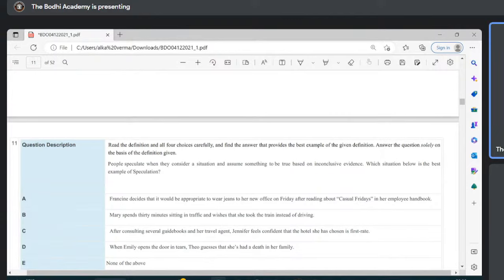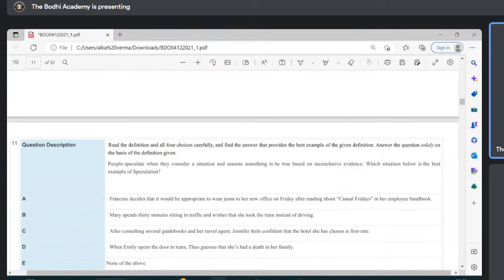Now, to see the example of speculation, first you need to know what speculation is. See, the meaning of speculation is guessing possible answers without having proper knowledge. Means you are just having a guess. So let us look at the options. Francine decides that it would be appropriate to wear jeans to her new office on Friday after reading about casual Fridays in her employee handbook. No, that is not something assuming. This is something the person is deciding. So this does not come under speculation.